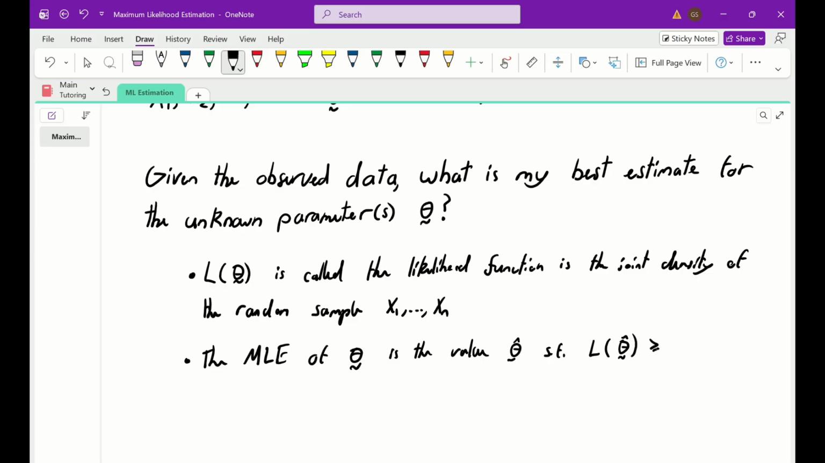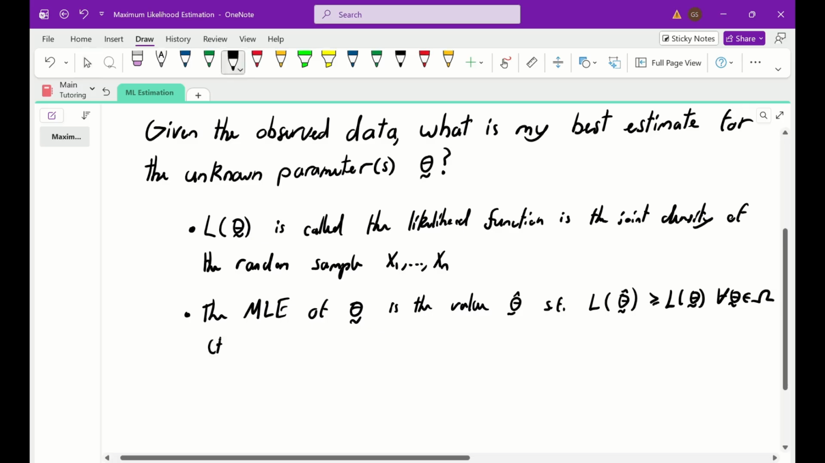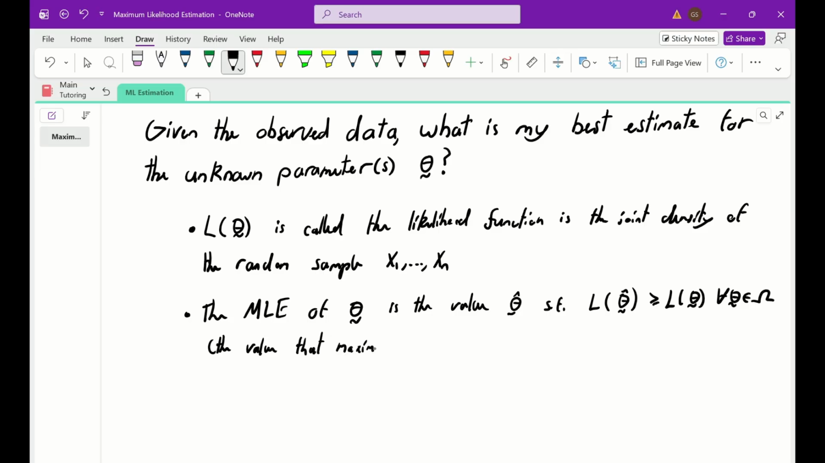So you could write that as the likelihood at theta hat is greater than or equal to the likelihood at theta for all other values of theta in your parameter space, which is usually denoted with an omega, if you're familiar with that. So it's just the value that maximizes it. So maybe I'll write at the bottom: the value that maximizes the likelihood function.